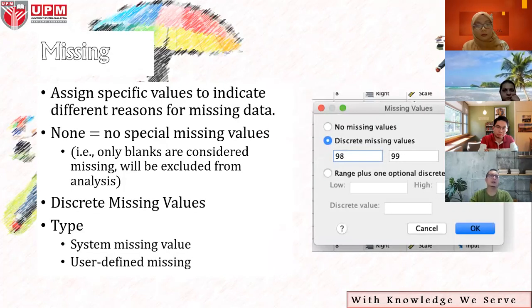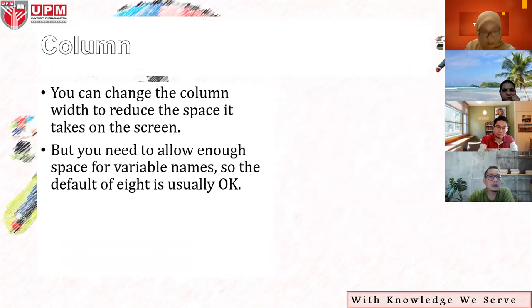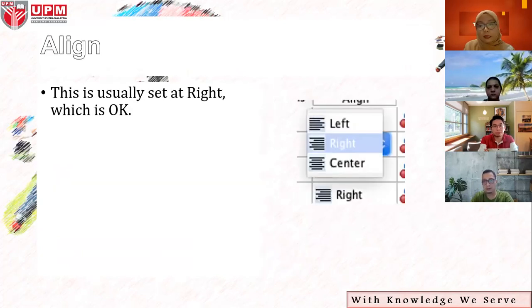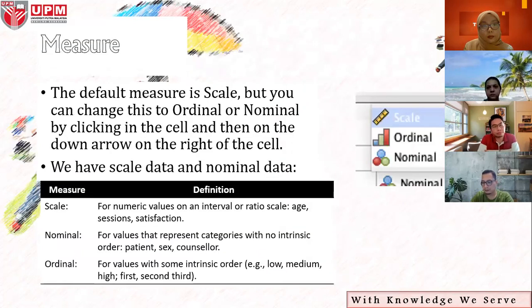Okay, and then missing value. Okay, column, you can change the column width to reduce the space it takes on the screen. So this is just for technical purposes. Alignment, whether left, right or center, up to you. Okay, and then in terms of measure, it is referring to the scale of measurement for each variable.